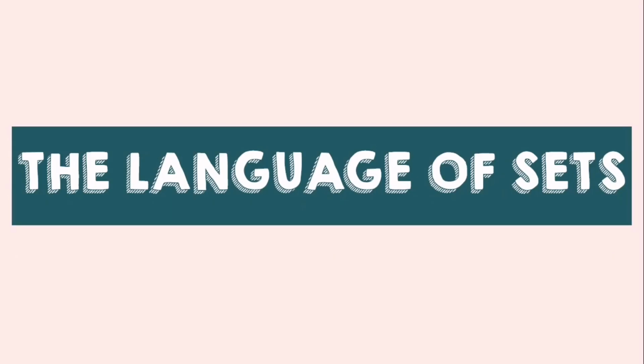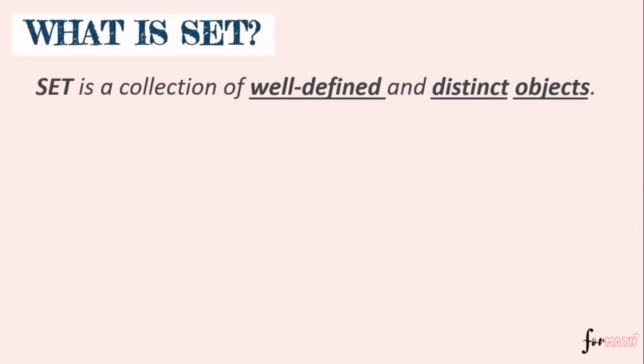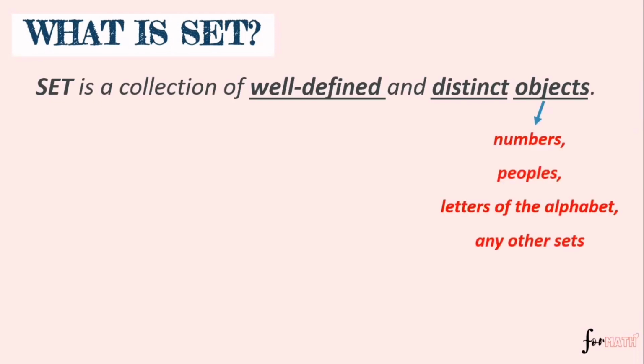Today, everyone, in this video, let's discuss the language of sets. First, let us define what a set is. A set is a collection of well-defined and distinct objects. Objects can be numbers, people, letters of the alphabet, or any other sets that are related to each other. When we say well-defined, we can clearly state which objects belong to the set and which do not.